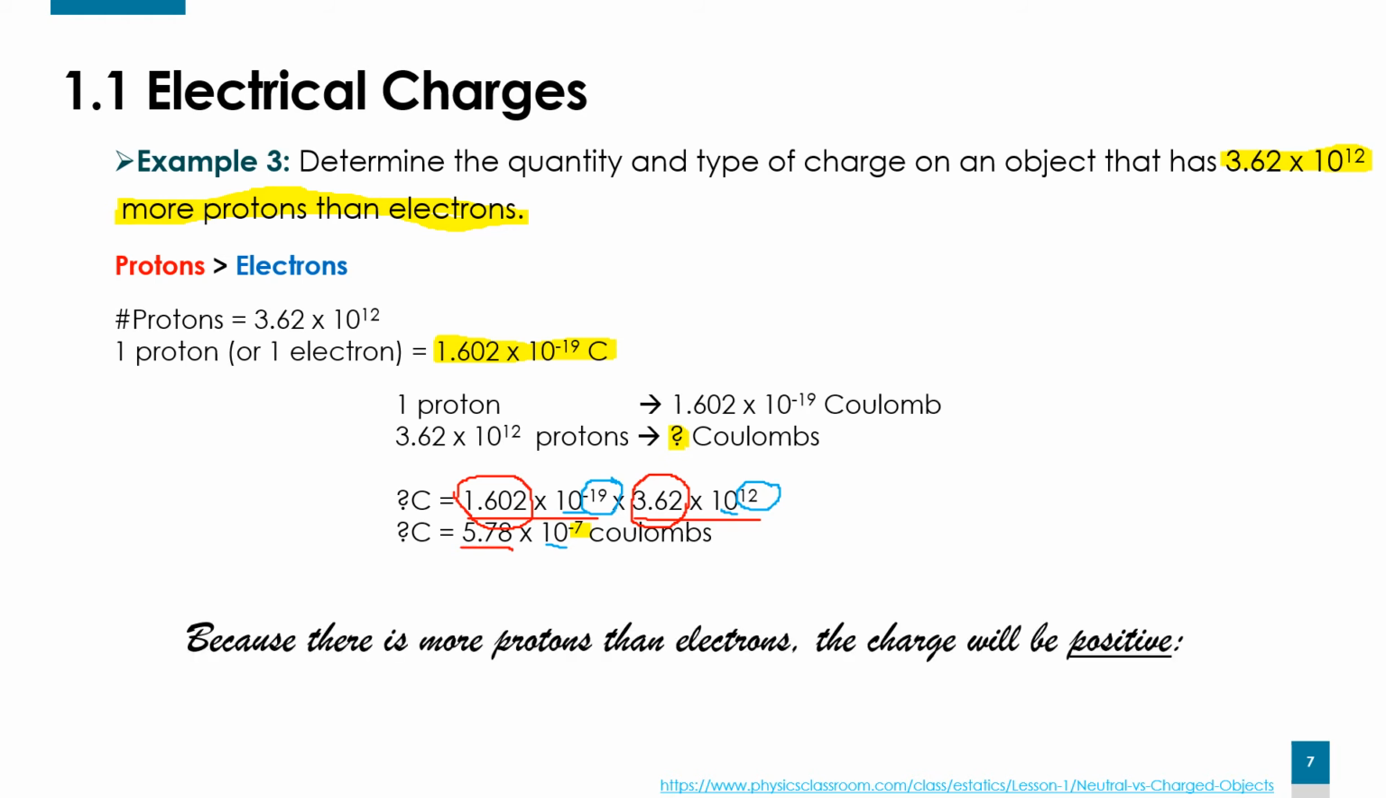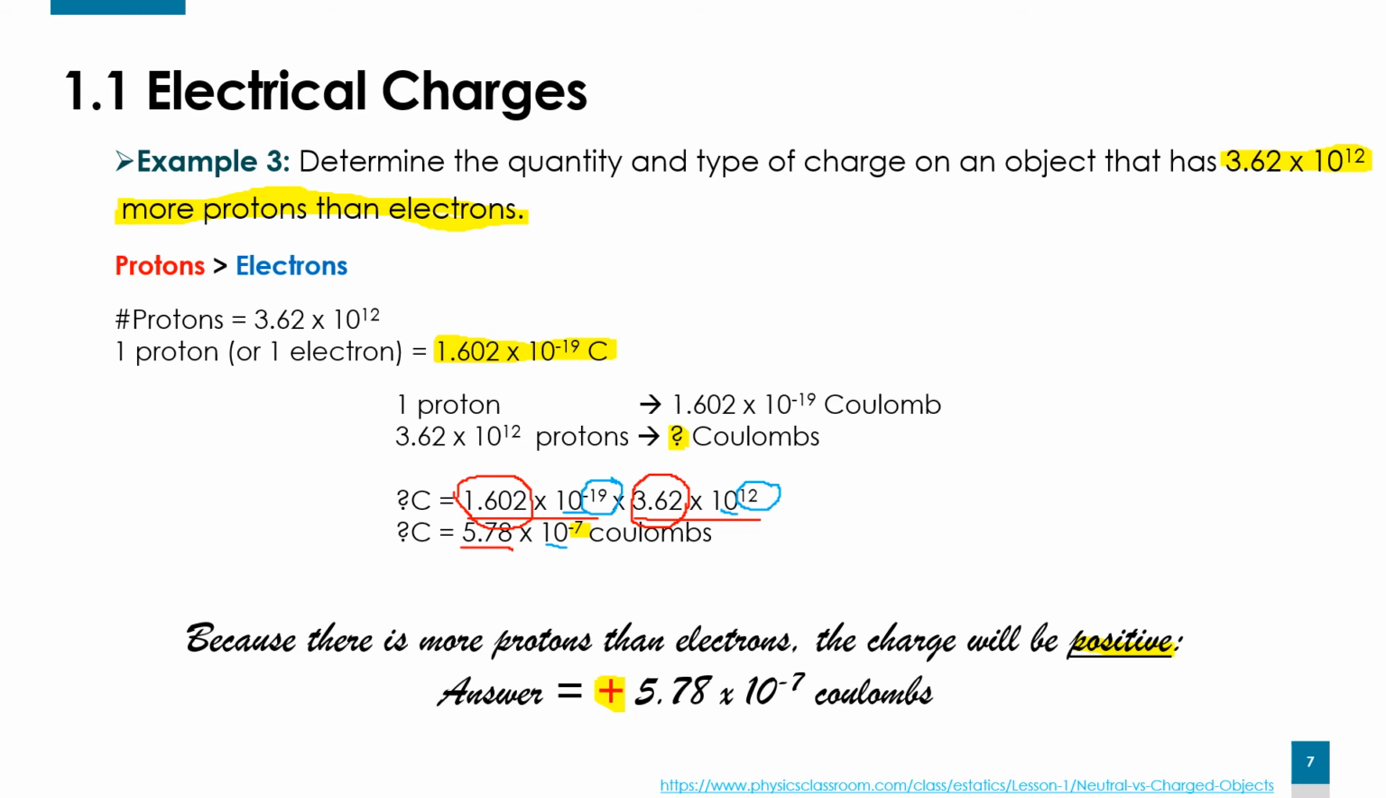Because there are more protons than electrons, the charge will be positive. And how do I answer? I have my charge, 5.78 times 10 to the power of minus 7, but there is one more piece of information that you need to add. You need to put the sign. If my charge is positive, I put a positive sign here. If my charge is negative, I put a negative sign. So in this case it's positive. Okay, are you awake over there?